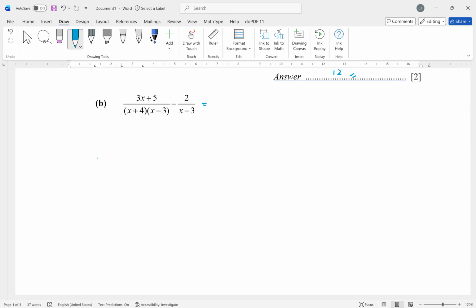So in this case, you don't have to do anything to the first term, right? So we will have 3x plus 5 over x plus 4, x minus 3. Okay, so we are going to add in x plus 4 for the second term. Remember, whatever you do for the denominator, you must do the same thing for the numerator. Once we have the same denominator, we can combine together already.